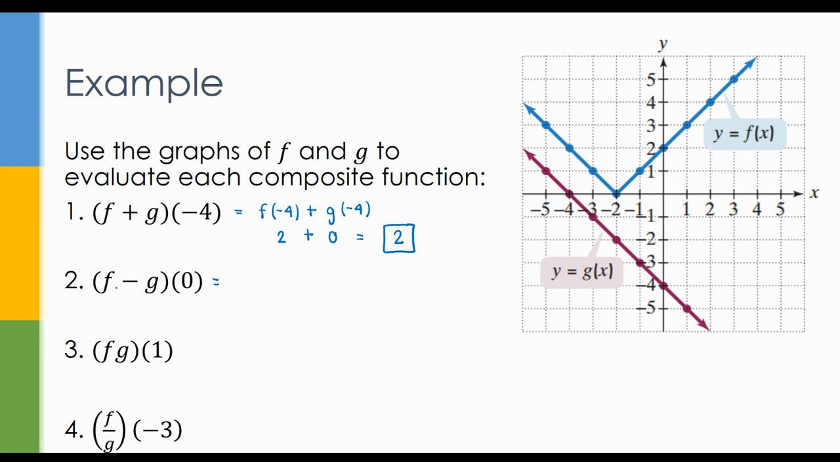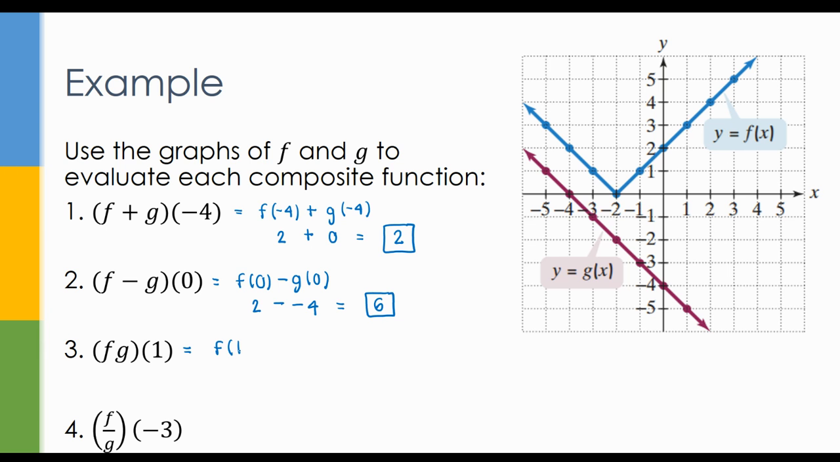If I'm subtracting, since f is first, we'll have f of 0 minus g of 0. So my blue function, if I'm at 0, it's 2. Minus, if I'm looking at my g of x function at 0, we're down at negative 4. So 2 minus negative 4 is actually going to turn into a positive 6.